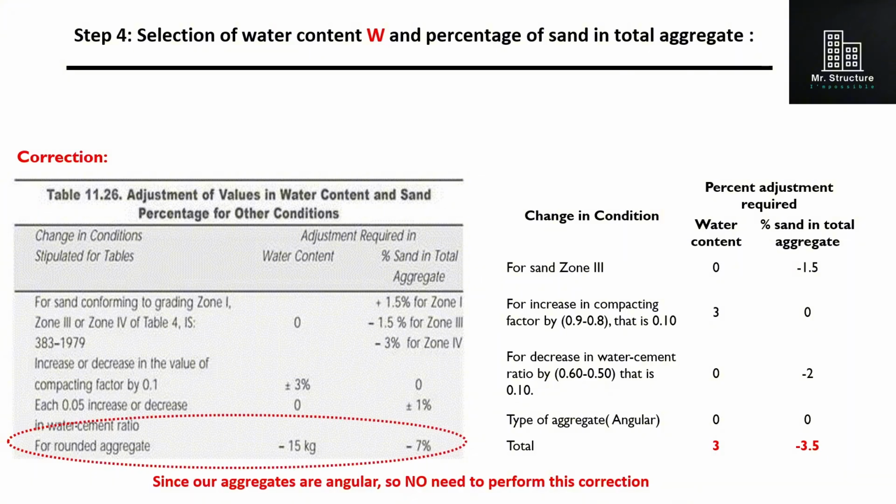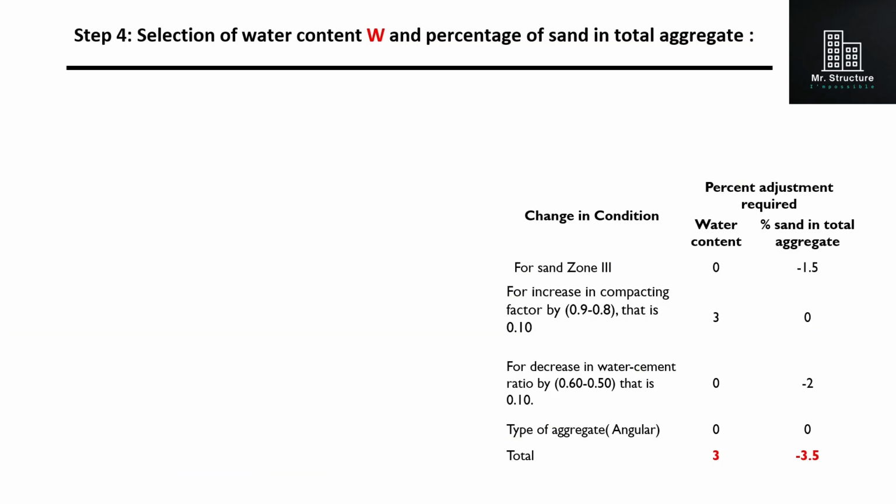If our aggregates were rounded, we would decrease the water content by 15 kg and we would decrease the percentage of sand by 7% as seen from the table. In this case, these values would be 0. Add up all the corrections for water content and sand percentage. The total correction in water content is 3% and the total correction in the percentage of sand is minus 3.5%.